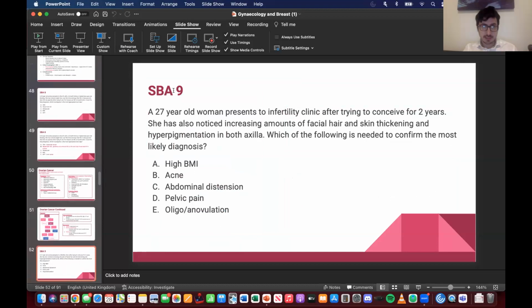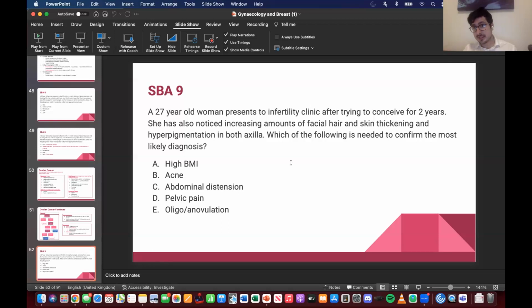So again, SBA 9, we'll just talk through this. A 27-year-old woman presents to infertility clinic after trying to conceive for 2 years. She's also noticed increasing amounts of facial hair and skin thickening and hyperpigmentation in both axilla. Which of the following is needed to confirm the most likely diagnosis? So what this sounds like is signs of hyperandrogenism, so the facial hair, skin thickening, hyperpigmentation.